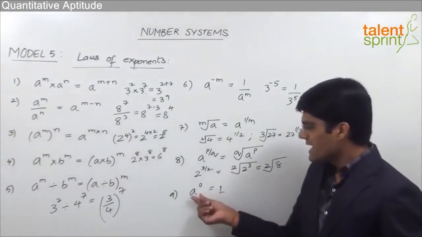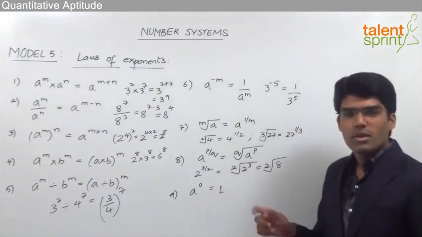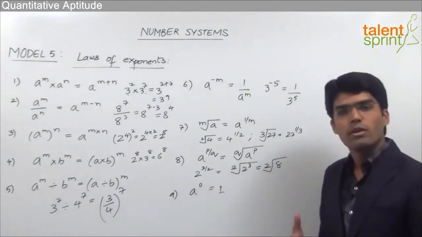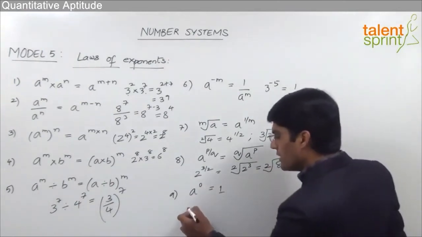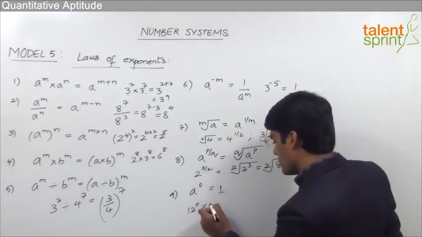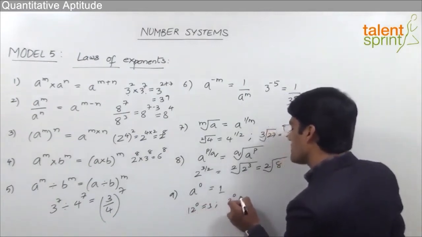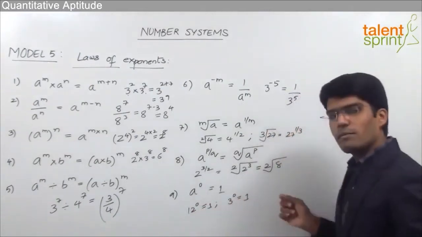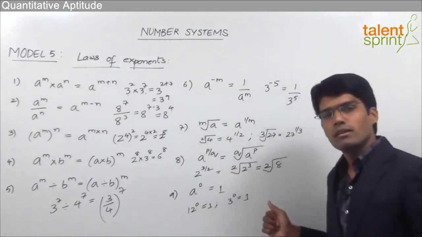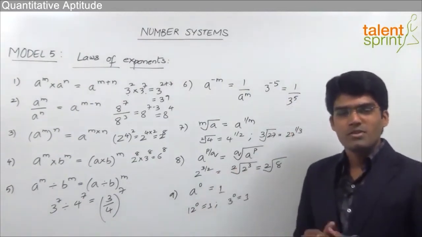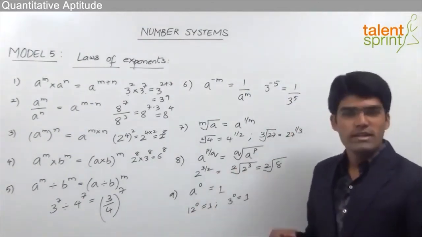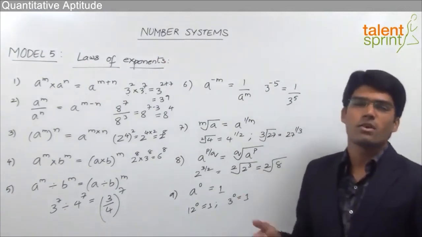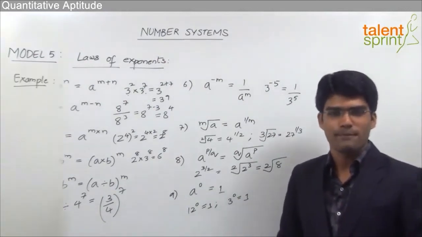And the last one here is a^0 is equal to 1. So any base raised to the power of 0 will always be equal to 1. For example, 12 to the power of 0 is equal to 1 or 3 to the power of 0 is equal to 1. So whatever be the base, when the power is 0, the answer will be equal to 1. So these are the various laws of exponents or indices which are required in solving questions from this area.